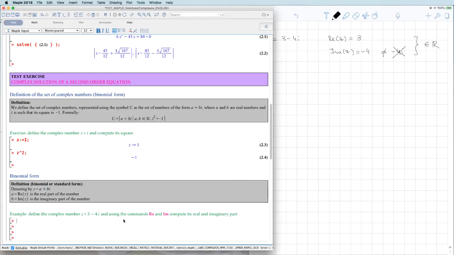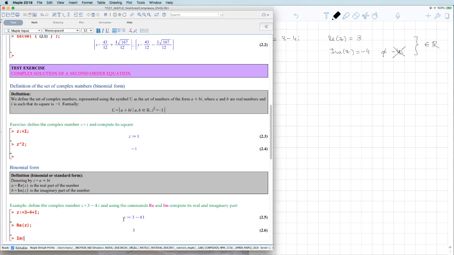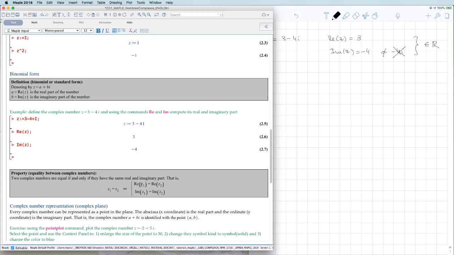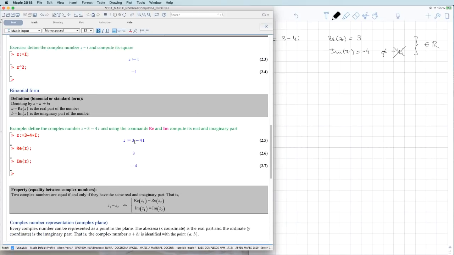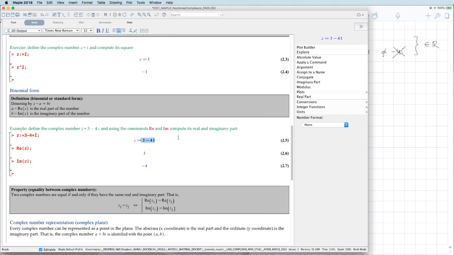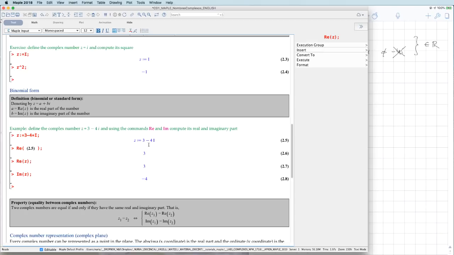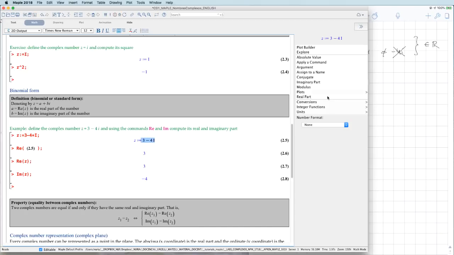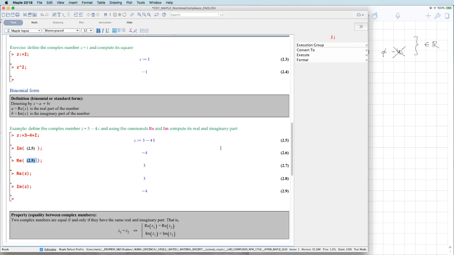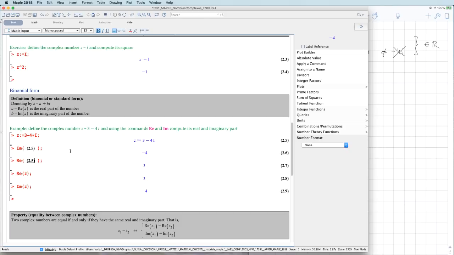If we do it with Maple, 3 minus 4i, we can use the commands Re of z, which is 3, and Im of z, and you can see that the imaginary part does not contain the i. Also when we have a complex number, we can expand the context panel, and we can also get the real part, which again is the same. And here you have the imaginary part, which is the same. Remember that this is just 2.5, so this is the imaginary part of 2.5.